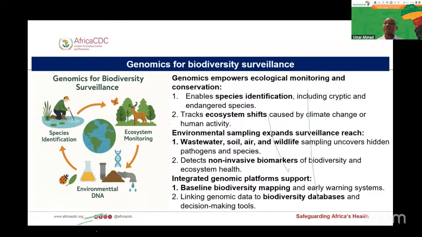So, genomics for diversity and surveillance. If you see the previous slide, what I mentioned was actually a loop that is cycling in what we call anthropogenics. And it's also the same scenario that we apply here, identifying the species as environmental scientists within the ecosystems, like the biodiversity ecosystems. We monitor the spread of the pathogens and what the shifts are, and then also detect some environmental DNA from the wastewater, soil, air, and wildlife.